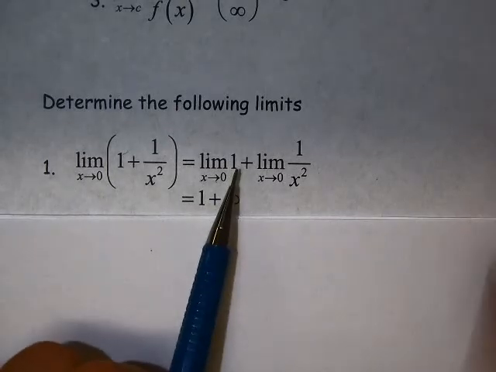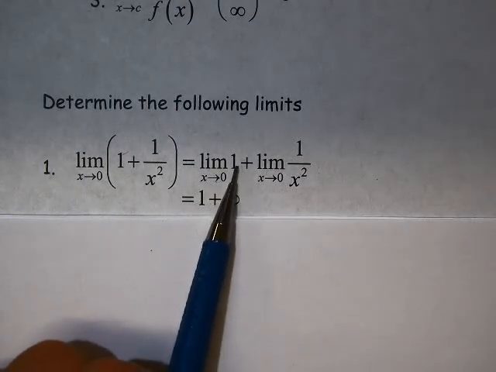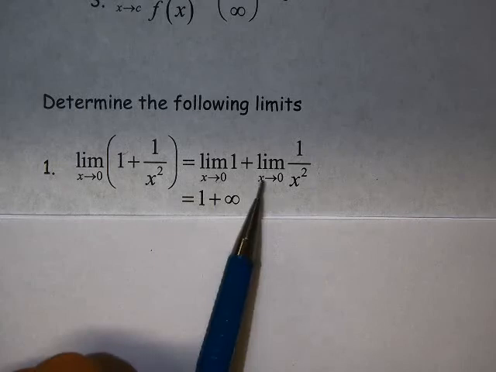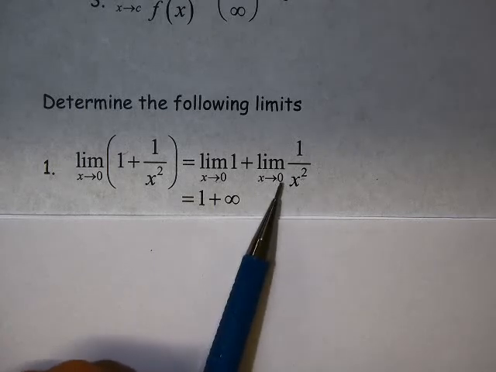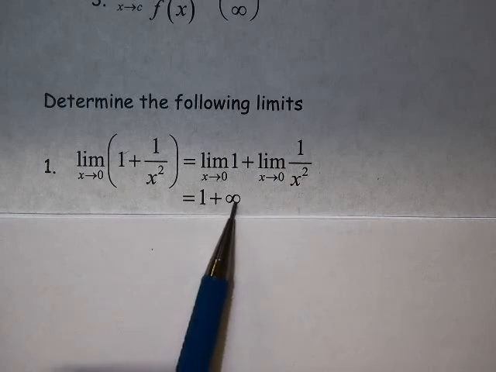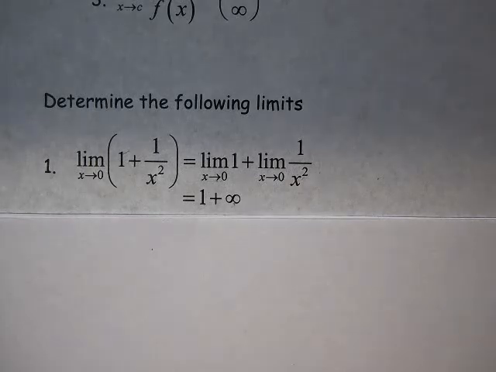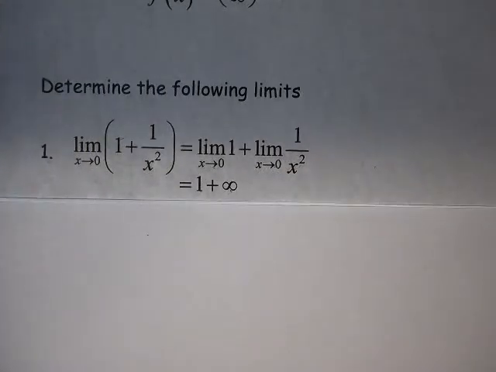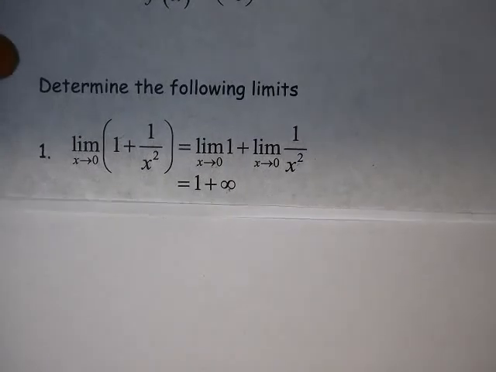So the limit of 1, no matter what we do with x, 1 is 1. So that limit is 1. As x approaches 0 here, we're going to get really close to 1 over 0. So that infinite limit is going to be positive infinity here. So 1 plus infinity just gives us infinity.